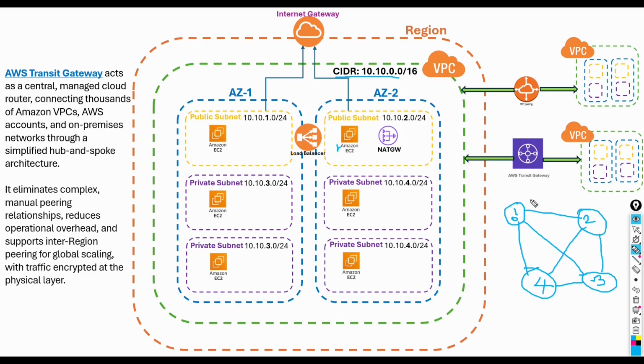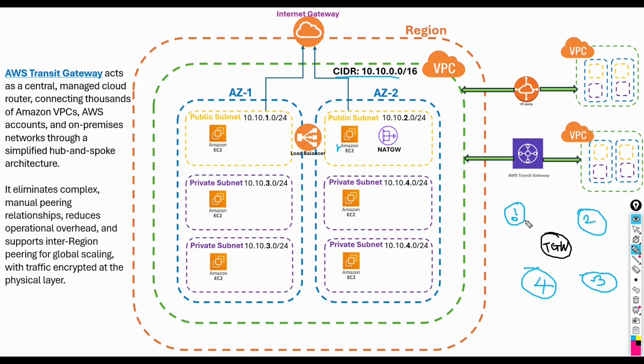Okay, the peering between all the VPCs is increasing. So what is the transit gateway benefit here? Let me show you. Let's say I have a transit gateway between the VPCs. In this case, we just need to do the peering with the transit gateway.